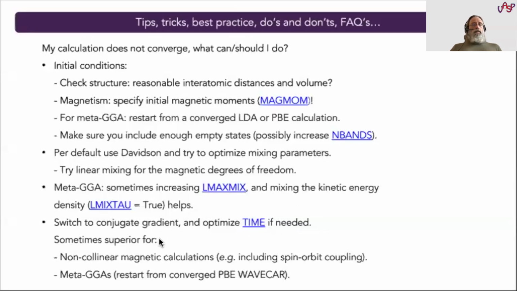The conjugate gradient algorithm is sometimes found to be superior for non-collinear magnetic calculations, definitely when including spin-orbit coupling. I've seen this many, many times. I can't give you a reason for it. I do not really understand the reason for it. But this is the heuristic part of the talk, so this is why I mention it here. And for meta-GGAs, then possibly restart from a pre-converged WAVECAR file.